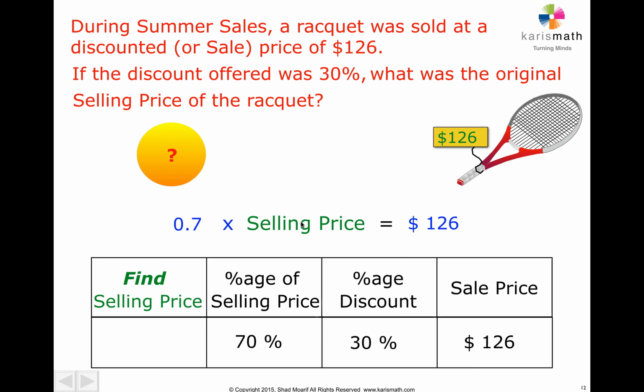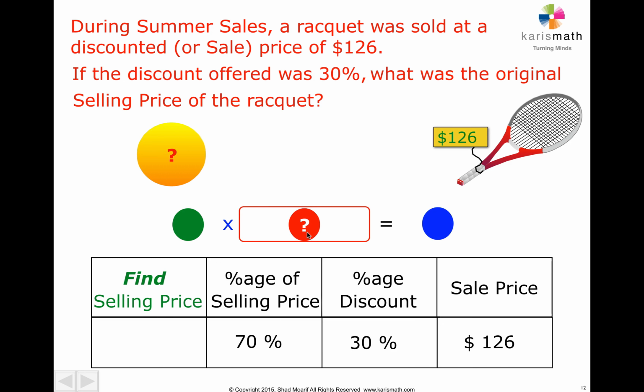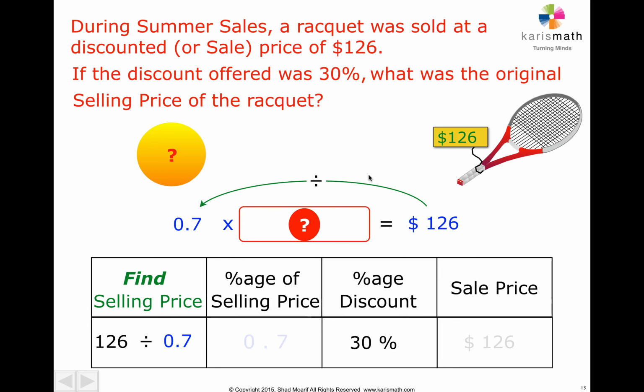How do we find this? Do you recognize this? How do we find that? Something times something is this. Divide this by that, and you'll get this answer. So if you divide 126, the sale price, by the percentage of selling price, you'll get the entire selling price, which is $180. There's your answer. That's how you figure this out.